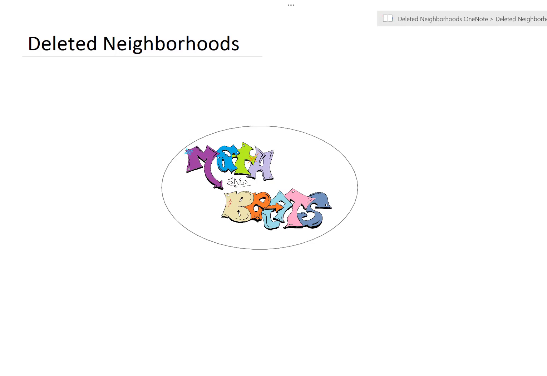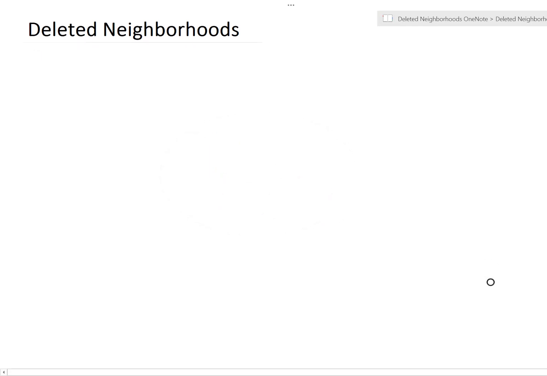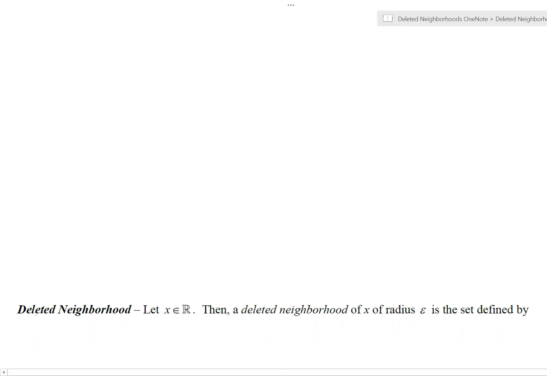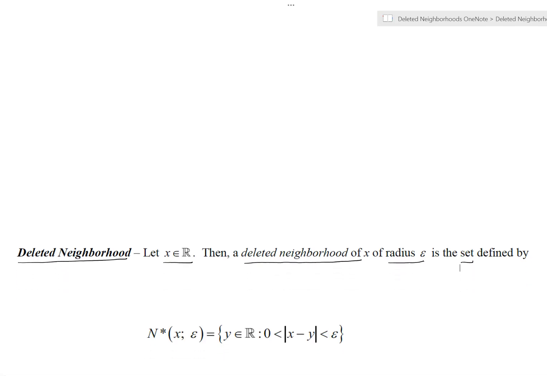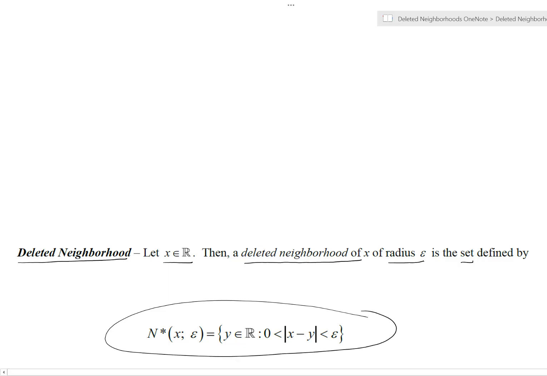In this video, we're going to talk about deleted neighborhoods. Let's take a look. All right, a deleted neighborhood. Let x be some real number. Then we say that a deleted neighborhood of x with a radius of epsilon is a set which is defined to be this set right here.